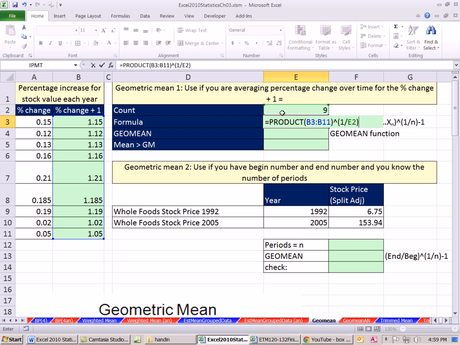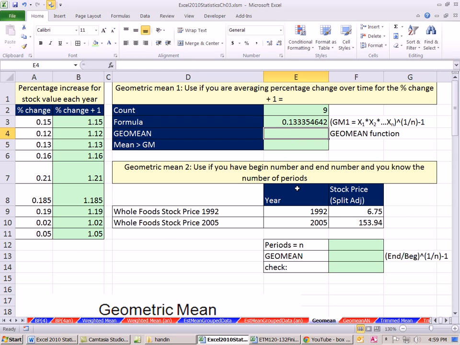Now, this will give you 1 plus the average percentage change. And we can see that if we enter it in, it's 1.13333. So we simply have to subtract 1. And that gives you the geometric mean. This is the actual average compounding rate over these periods here.